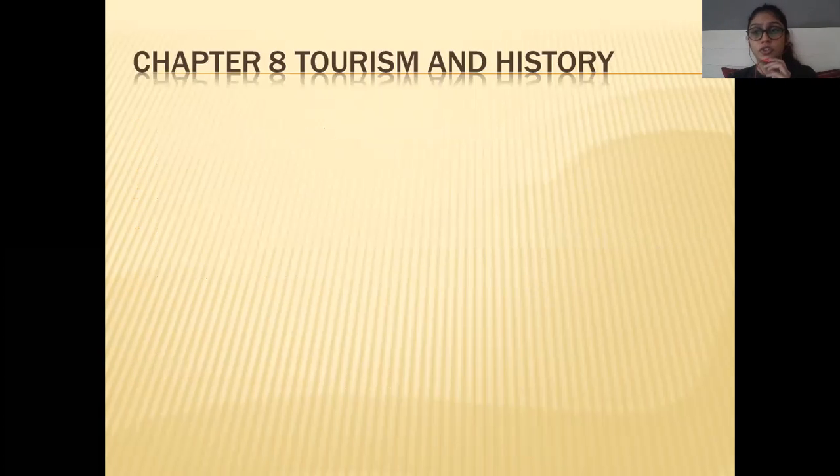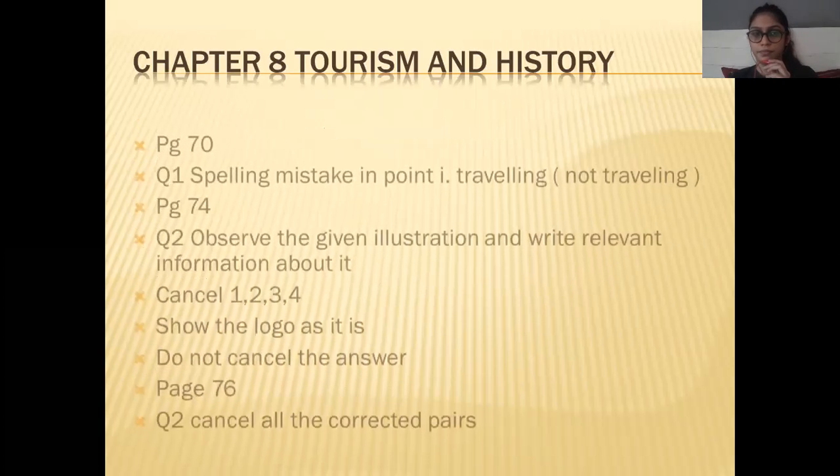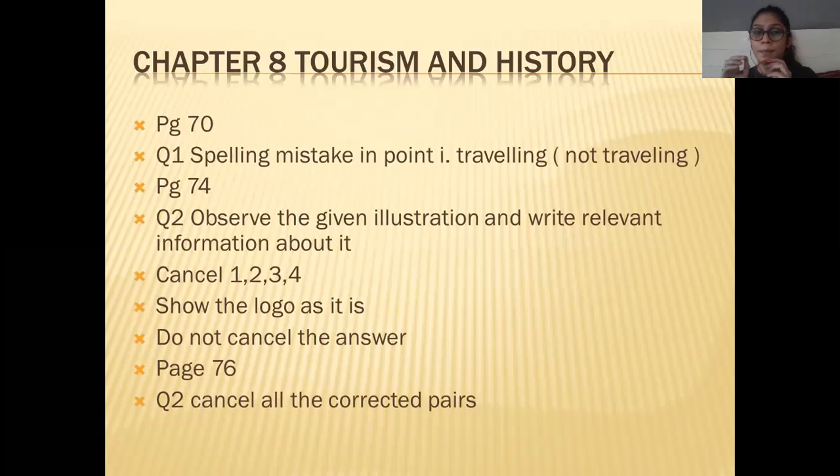Chapter number 8, tourism and history. So page number 70, question number 1, there is a mistake in the spelling of traveling. Please correct that mistake. It is spelled as T-R-A-V-E-L-L-I-N-G, traveling. सिर्फ सिंगल L नहीं आता है, there is double L.